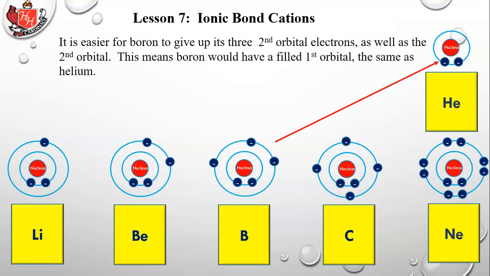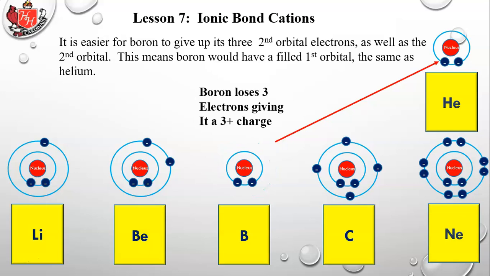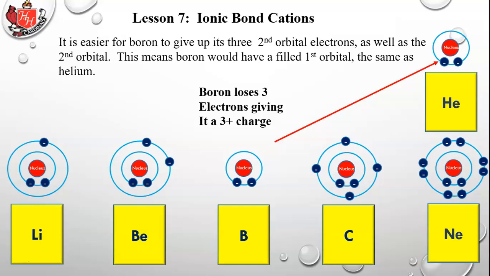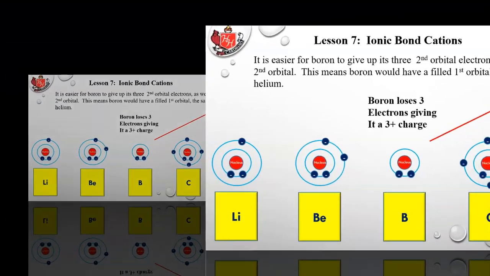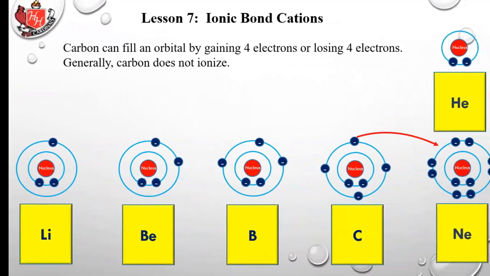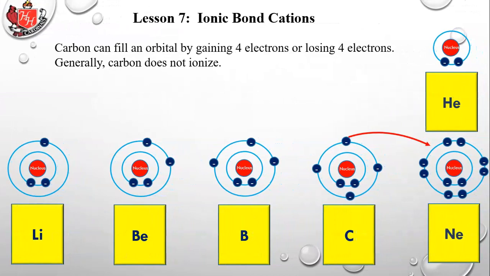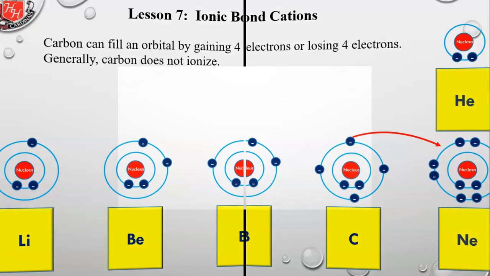It is easier for boron to give up its 3 second orbital electrons as well as the second orbital. This means that boron would have a filled first orbital, the same as helium. So boron loses 3 electrons, so it now has 3 more protons than electrons, so we say that it has a 3+ charge. Okay, carbon can fill an orbital by gaining 4 electrons or losing 4 electrons. Generally, carbon doesn't ionize.